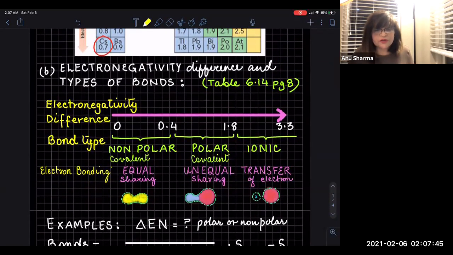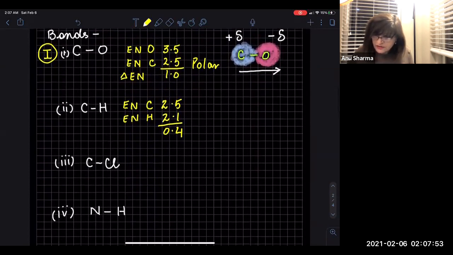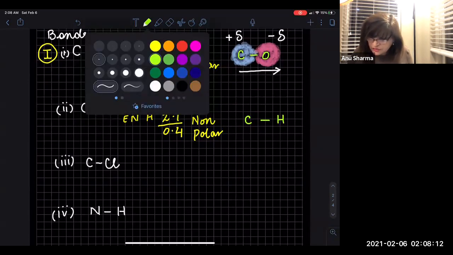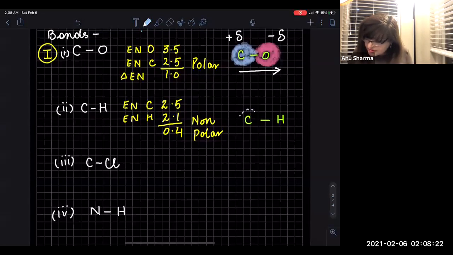You look at it, 0.4. It can be nonpolar and can be polar, so it's right there, but we still consider it to be nonpolar, more towards the nonpolar side. That's the way it is. So here we have carbon and hydrogen. It is nonpolar, which means there is equal sharing of the electrons. So we're going to put equal sharing of the electrons, and let's do it with this color. So this is equally shared.